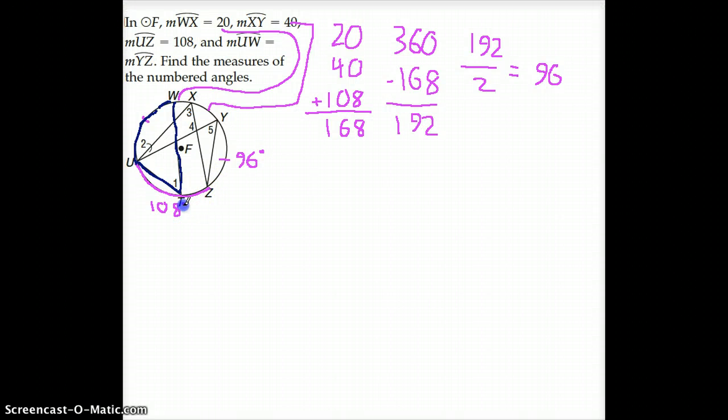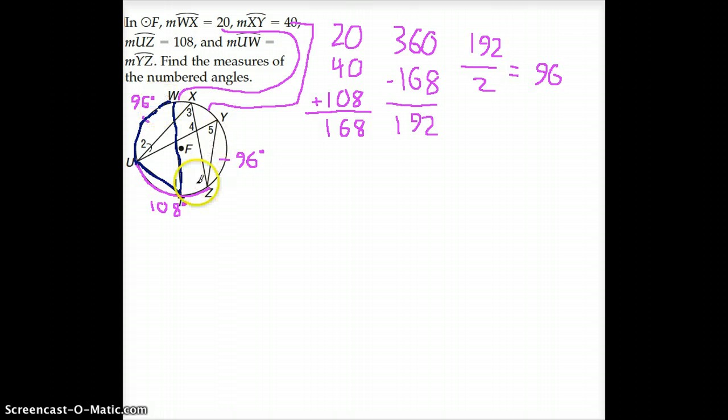Put our degrees here with this 108 because it's an arc measure, so it's in degrees, different from the arc length we talked about earlier. And then UW is also 96 degrees. Okay.